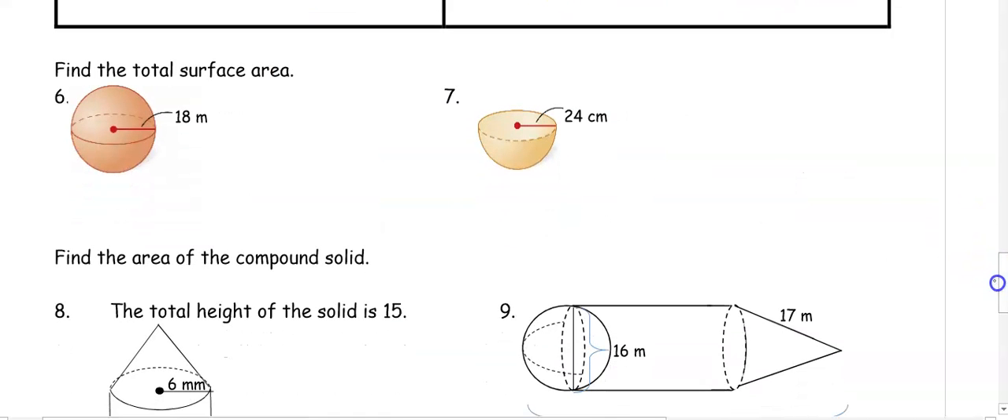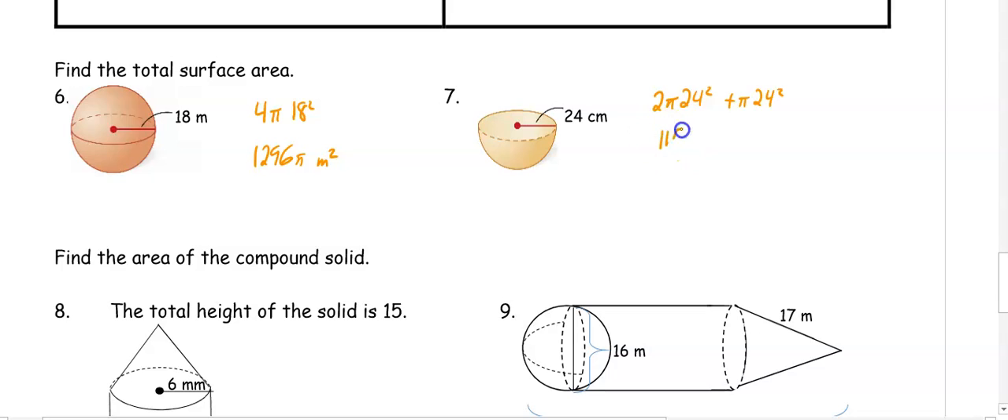All right, so in number 6, find the total surface area. So our radius is 18. So we have 4 pi 18 squared. So we're going to do 18 squared. We get 1,296 pi. In number 7, our radius is 24, so we have 2 pi 24 squared plus pi 24 squared.